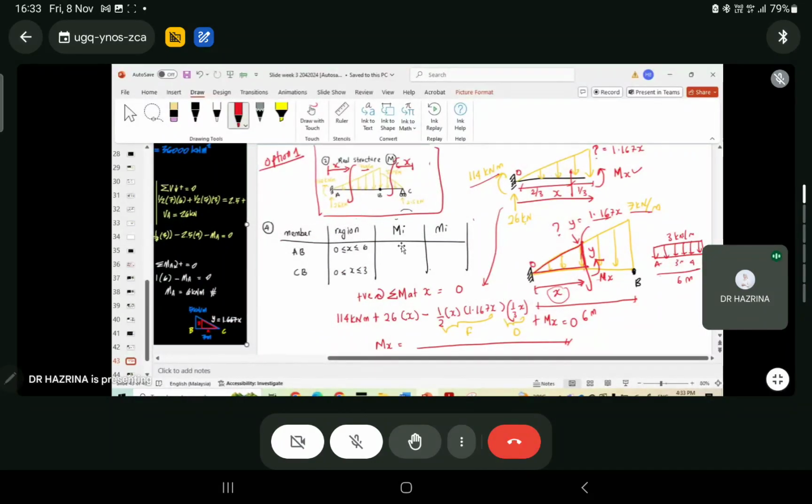So you have obtained the moment, you put it in here, and for CB it is also the same, only that it is in the other direction. So for CB you also need to find the value here, and of course it is the same, 1.167x, and here also 1.167x. So you put it in and repeat the same for your virtual structure.